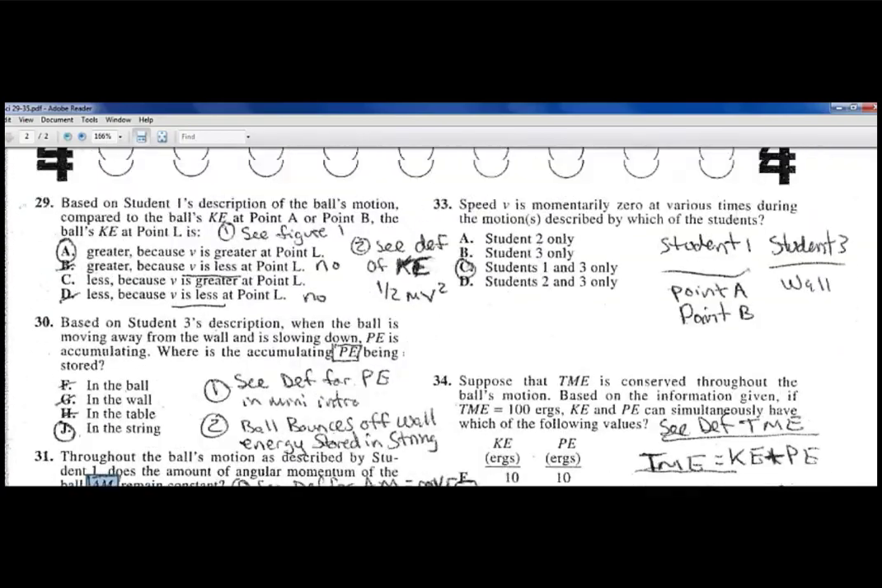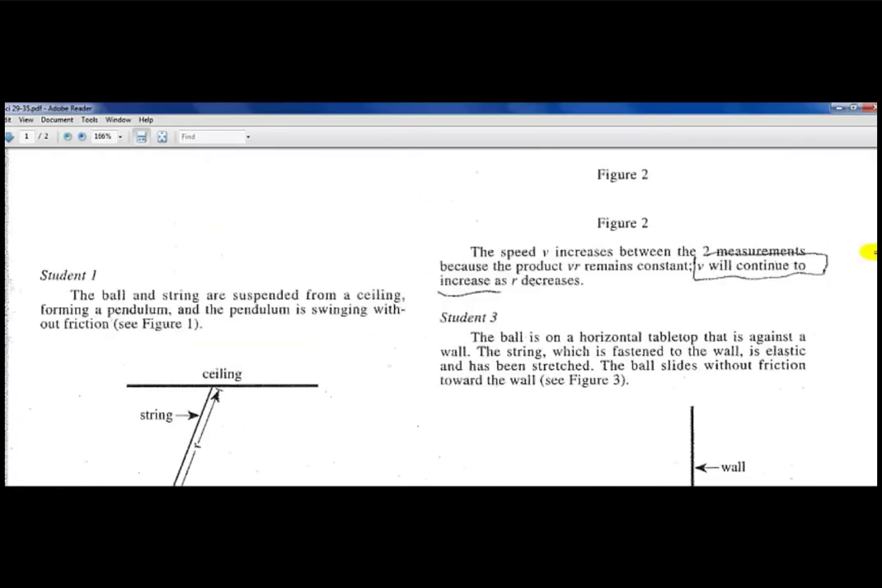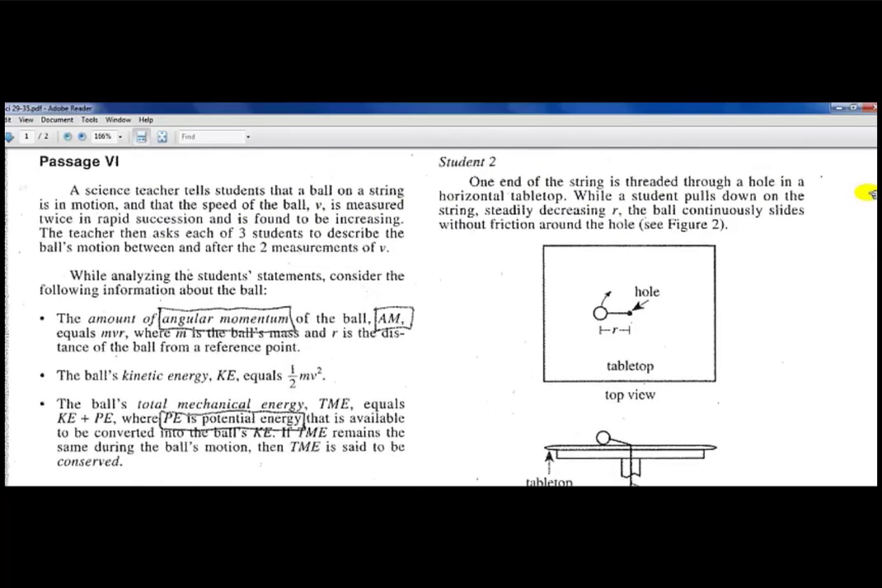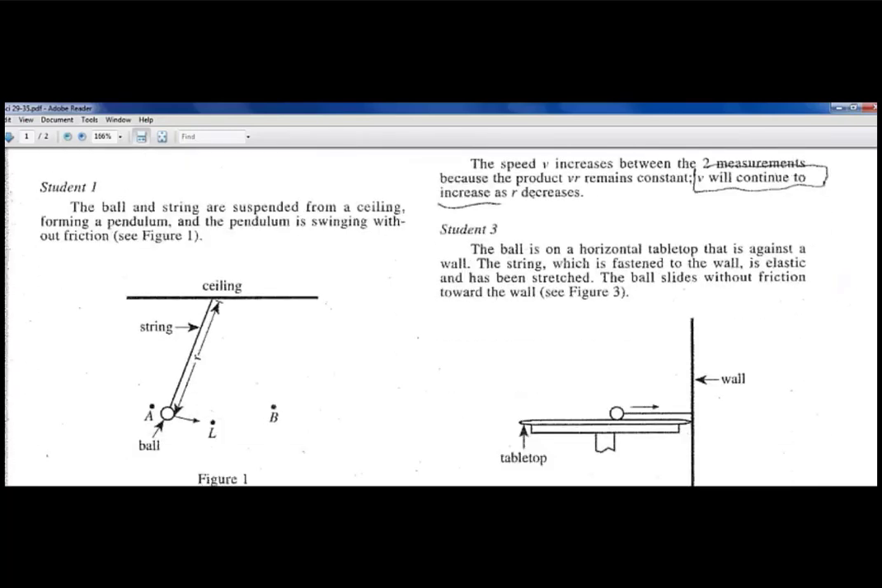Let's go back up to the mini introductory paragraph that will give us all the definitions that we need. We can simply finger scan or get our eyes moving to find the correct area of AM, or angular momentum. We find it here. And the definition of the AM, the amount of angular momentum of the ball, AM, equals MVR, mass times the velocity, times r, and r is the distance of the ball from the reference point. Let's go back into the question.